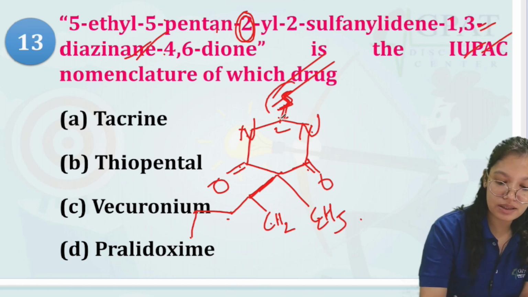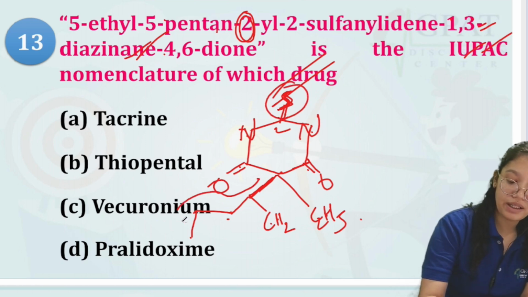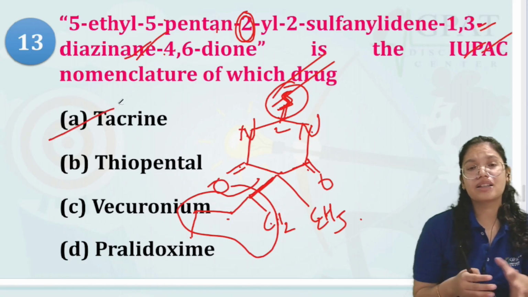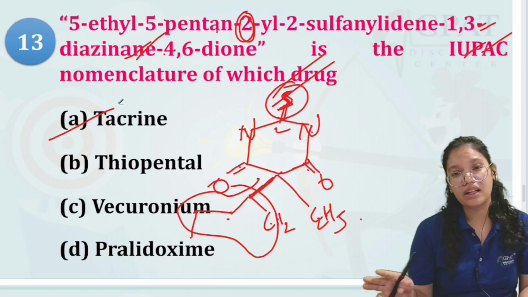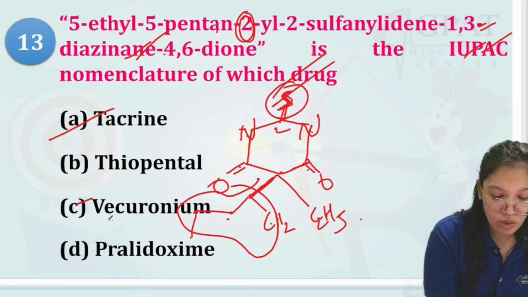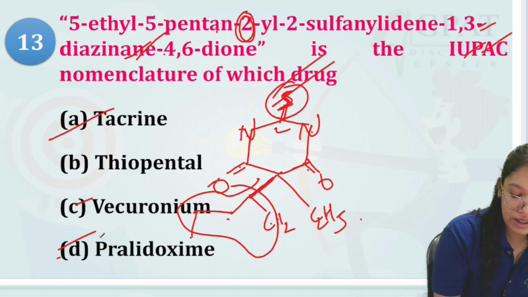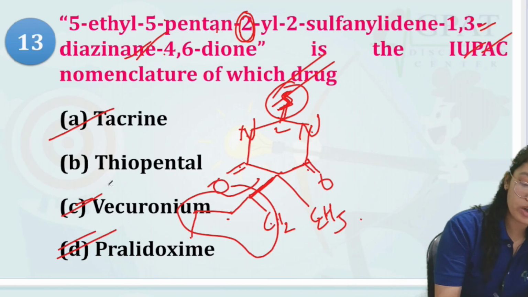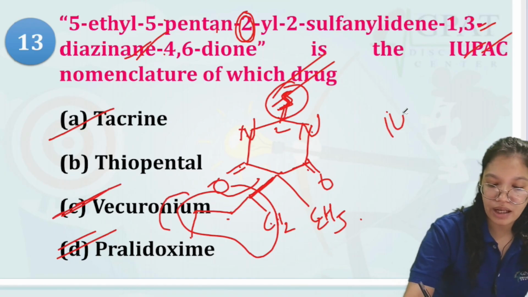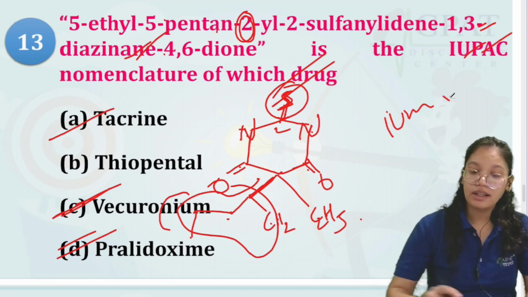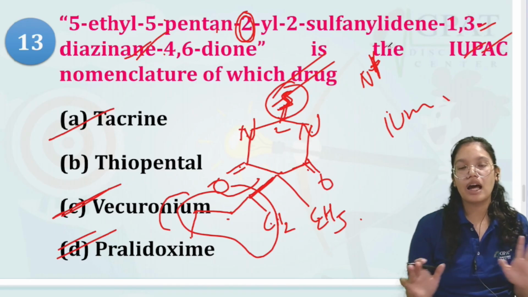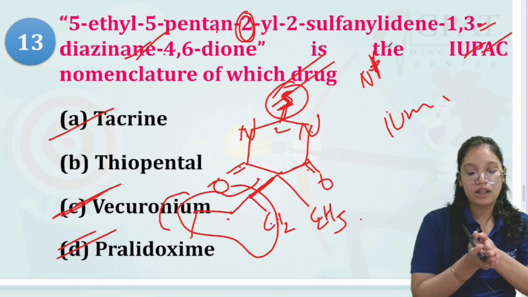So it contains a sulfur and a pentane chain. If we look at the options carefully, tacrine resembles acridine. It has 3 rings with an NH2, so it can't be tacrine. Then it says thiopental, vecuronium or pralidoxime. Now the third option says vecuronium. I have already told you, whenever there is -ium as the suffix, it will definitely contain a nitrogen with a positive charge, or quaternary nitrogen. In this structure we can't see any quaternary nitrogen, so this can't be the option.